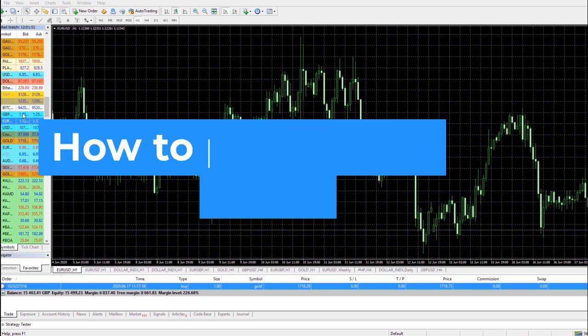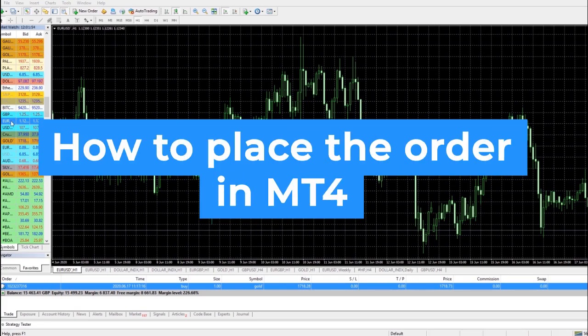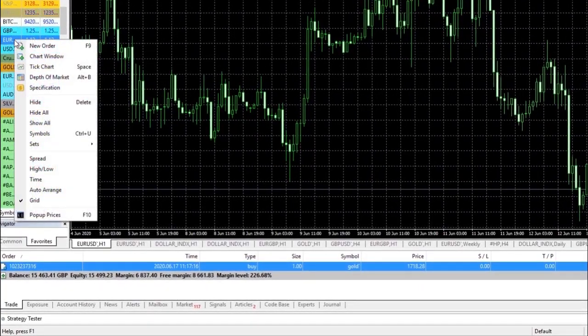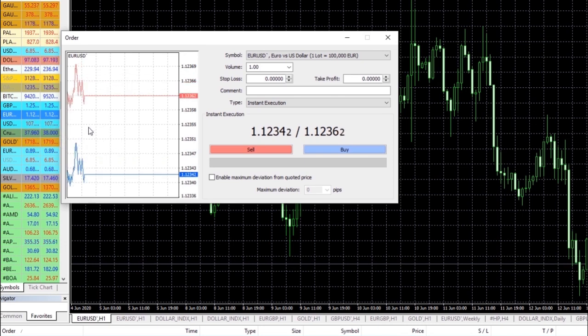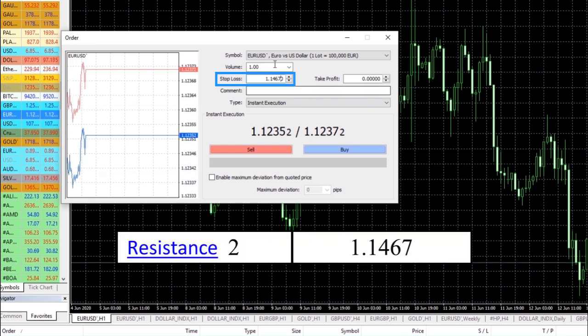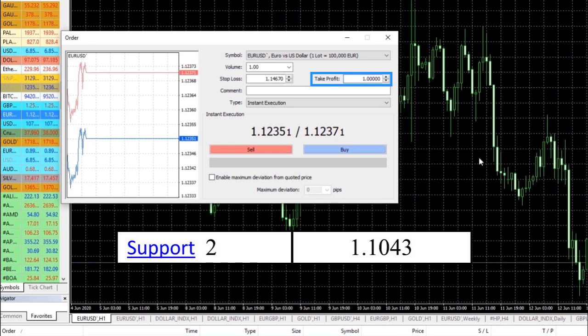Now, how to place the order in MetaTrader 4. Right-click on the currency pair in the Market Watch section and click on New Order. A new window will open, and now you can fill it in. First, we need to determine the volume of the trade. Next, we will set the stop loss level and then the take profit level.